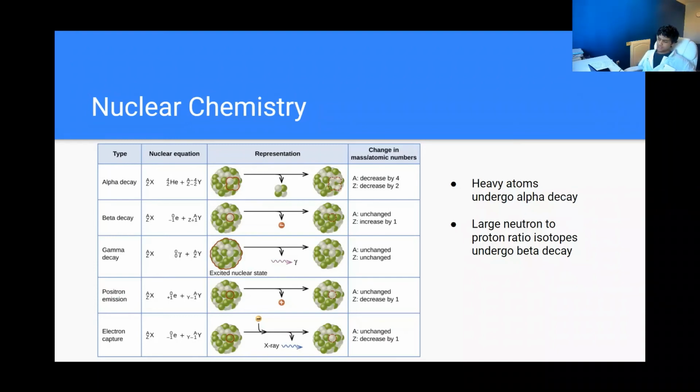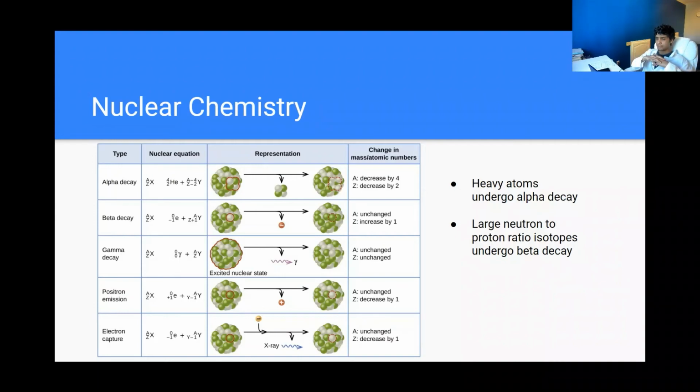Gamma decay, it's not really a reaction. It's just like you are releasing energy. Positron emission is where you release a positron or a positive electron. So a proton will lose its positiveness and will form something neutral, like a neutron.